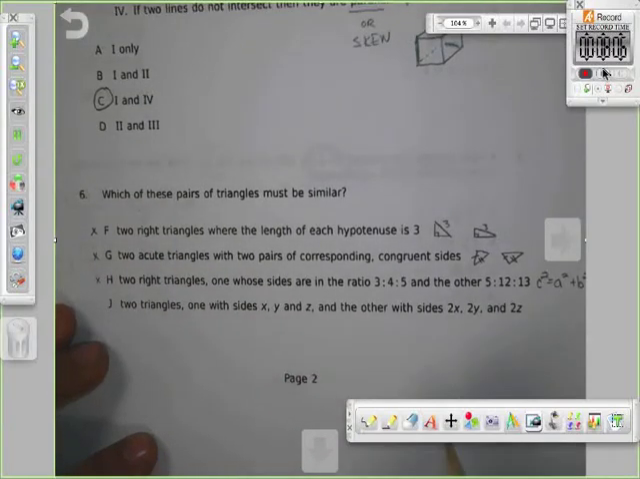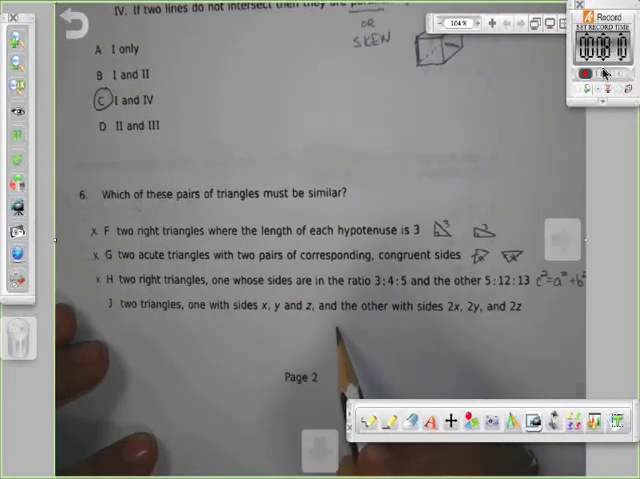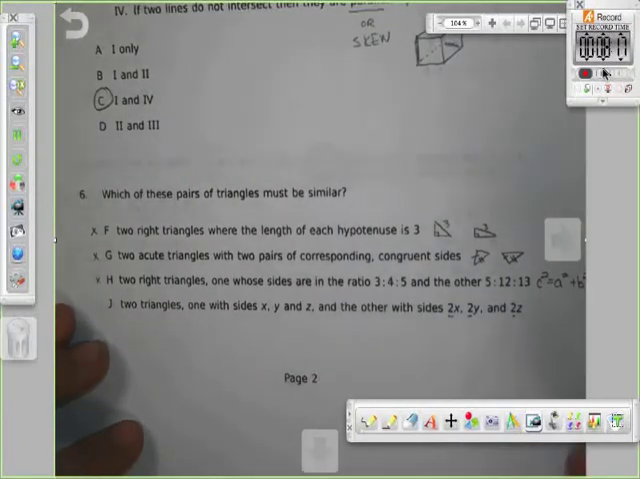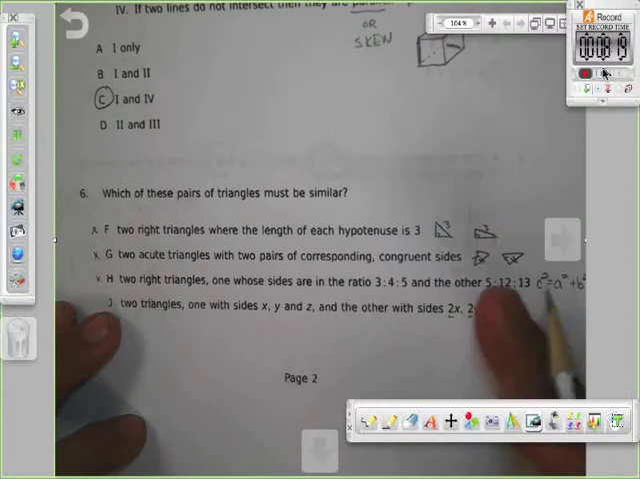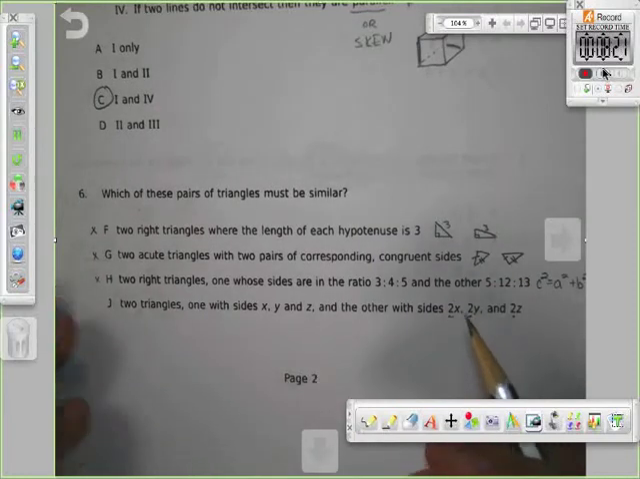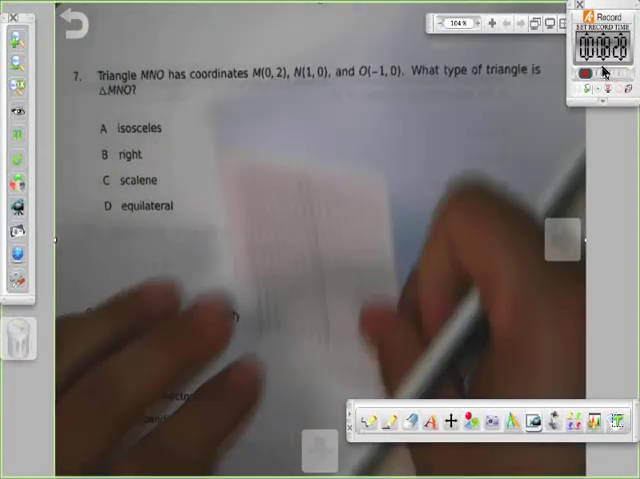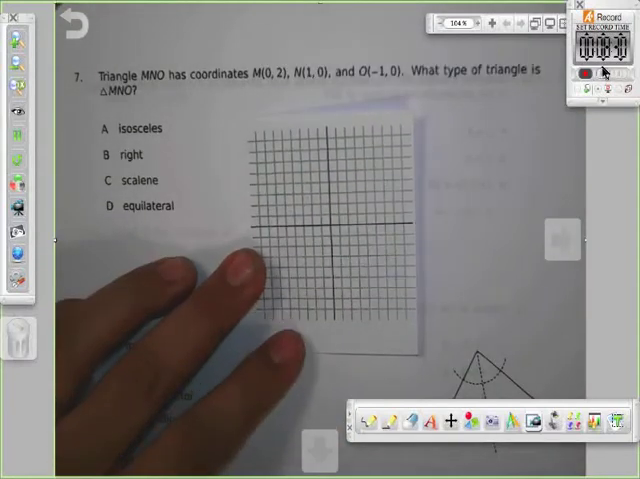So obviously I've narrowed it down to J, but let's explain why. It says two triangles, one with sides x, y, and z, and the other with sides 2x, 2y, 2z. This is a dilation, or an enlargement, by 2. Now all of them are being changed by the same scale. So this is an enlargement, so yes, the triangles would be similar.